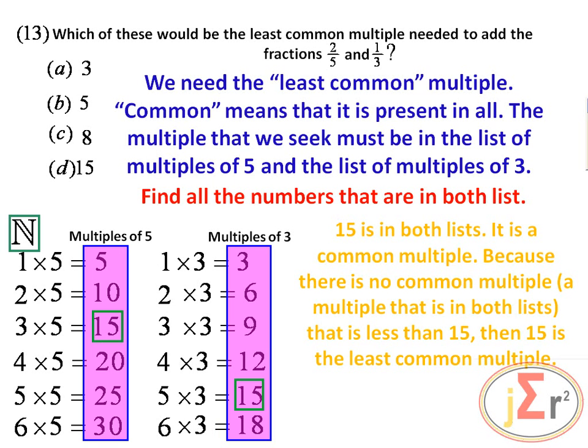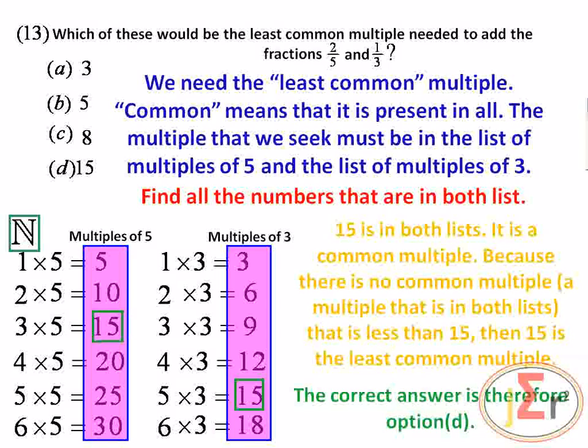So in both lists that we have, there is no member that is in both lists that is less than 15, then we are sure that 15 is the least common multiple. The correct answer is therefore Option D.